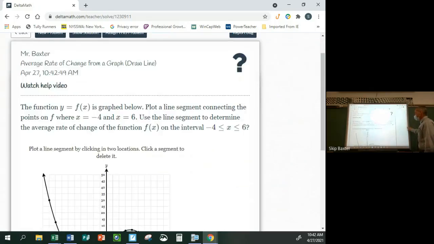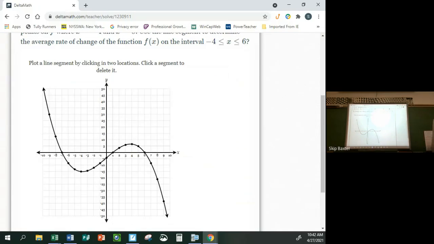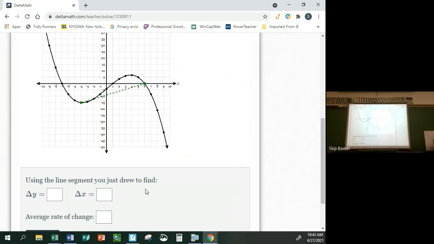So in this case, they're giving you the interval from -4 to 6. So all you would do is you would just click on the point where x equals -4 right here, and then click on the point where x equals 6 right here, and then just answer the question. So they want to know, what's the change in y? Make sure you pay attention to the scale of the graph. The change in y here isn't 3, it's actually 15, right? Because each little block is worth 5.